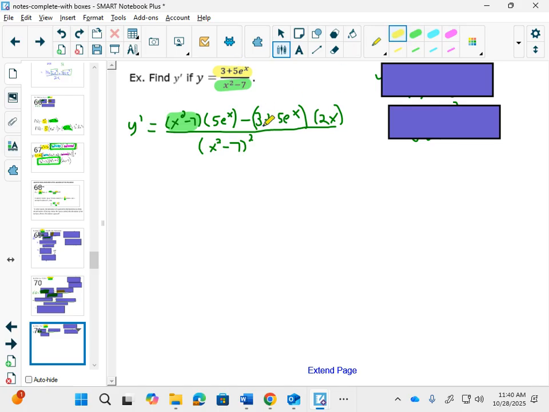Minus, now I keep the top the same. This stays exactly the same. And I do the derivative of the bottom. Derivative of x squared is 2x. The derivative of the minus 7 would just be 0. Over the bottom squared.